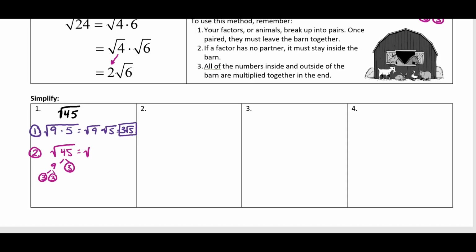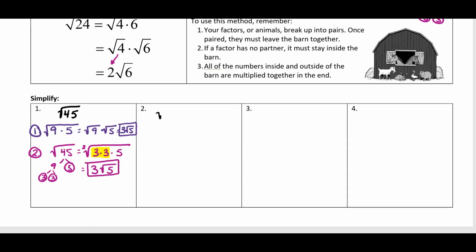So this would be written as 3 times 3 times 5. So I have to find my couples. So 3 and 3 are a pair. They're the same type of animal. One 3 comes out because this is understood to be a square. So 3 times 3 is a perfect square. So I have 3 on the outside, and then the 5 stays on the inside. So notice I get the same exact answer as I did in number 1, but it's a slightly different method.